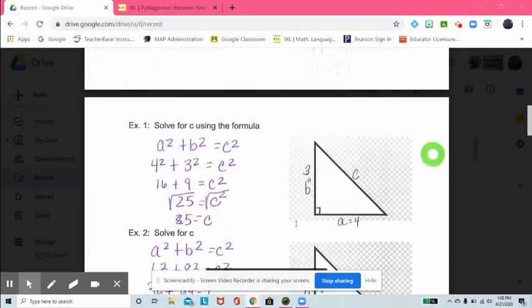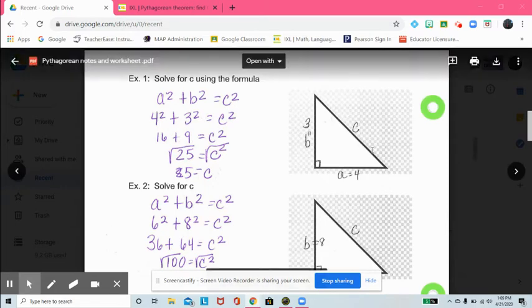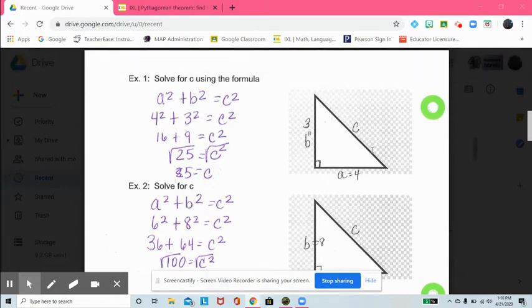Okay, so let's go through what your homework is going to look like tonight. So it says here, solve for C. Tonight, all you're going to do is solve for your hypotenuse. Every question you're going to do in IXL is solving for the hypotenuse, which is C squared. You're going to fill in your A and B, which will be given to you. In this case, it's 3 and 4. So you're going to put 4 squared plus 3 squared equals C squared.